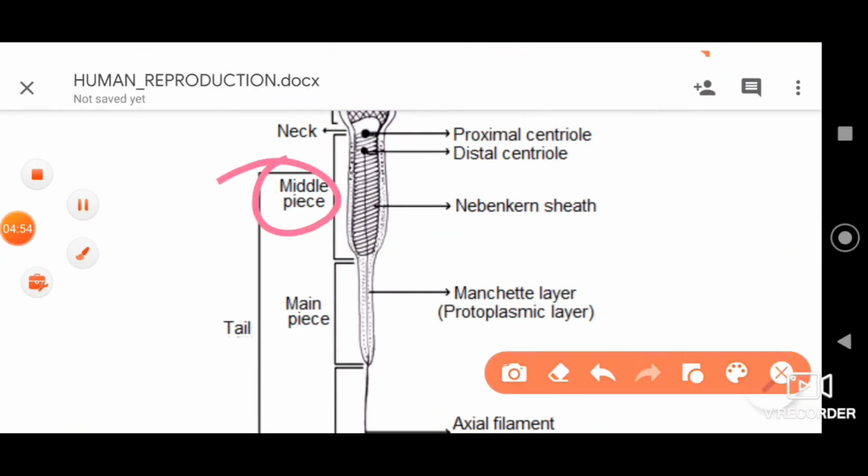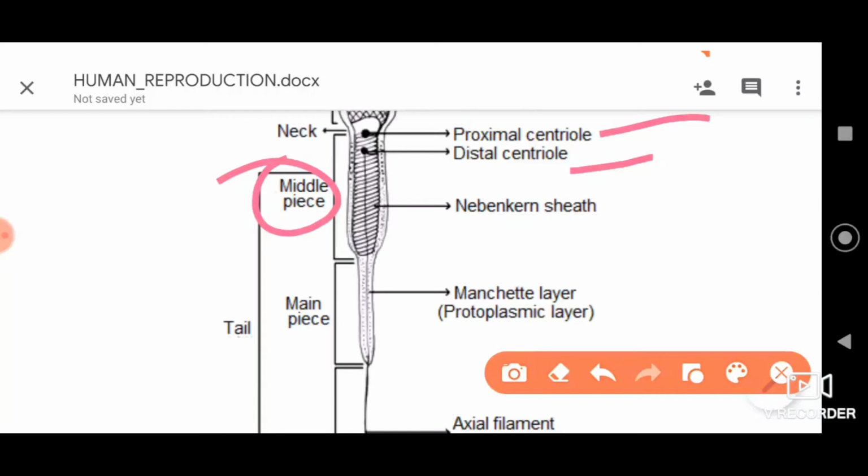So when you consider the middle piece, again it consists of two important centrioles. The first one we have here is the proximal centriole. Proximal centriole can be present just below the nucleus, just below the neck region. Below the proximal centriole we have the distal centriole. Let me tell you that the proximal centriole helps in the formation of asters and spindles during cell division. So that we need to remember.